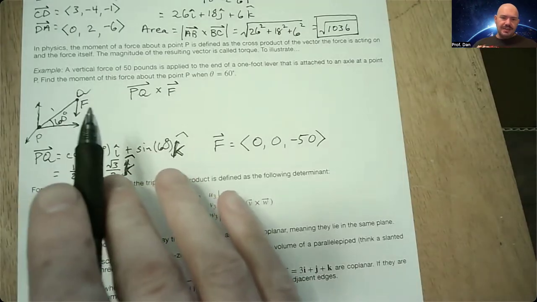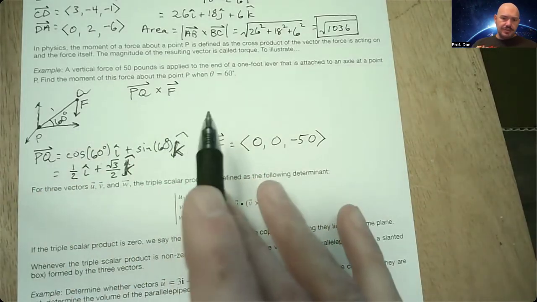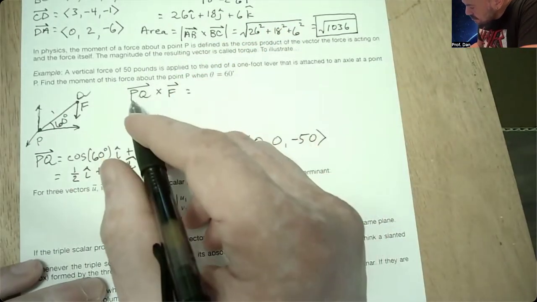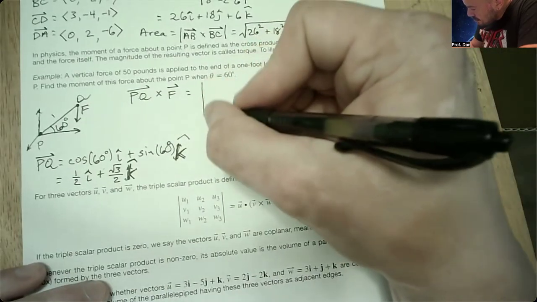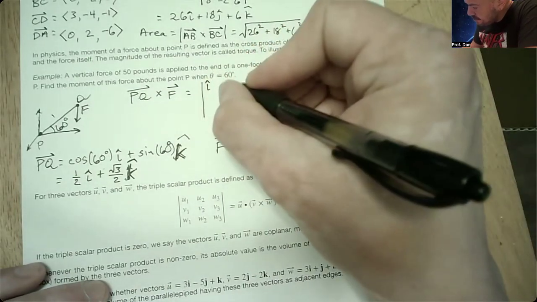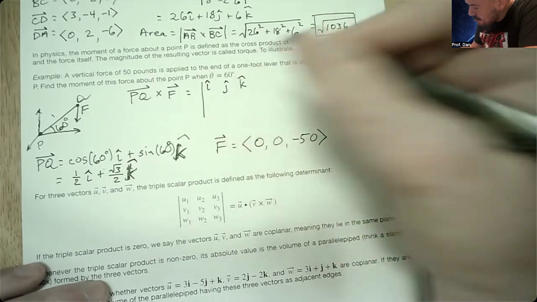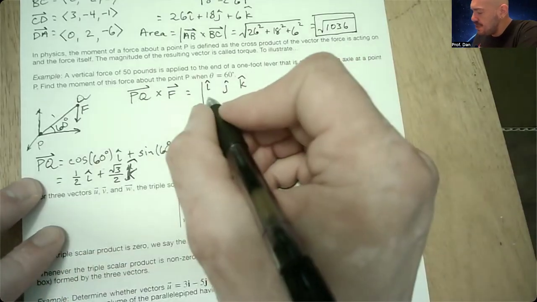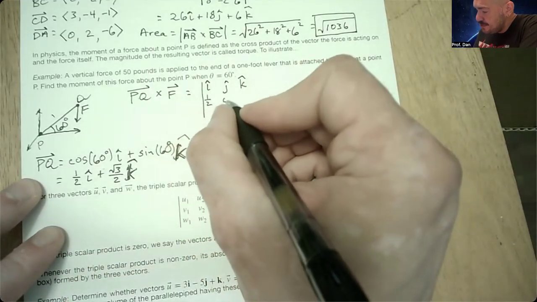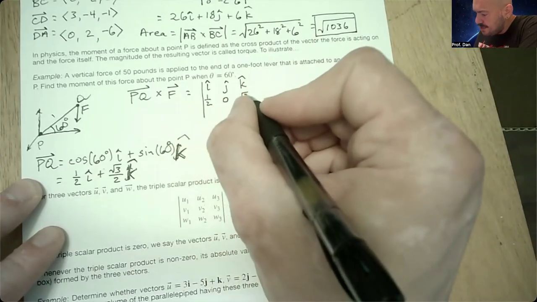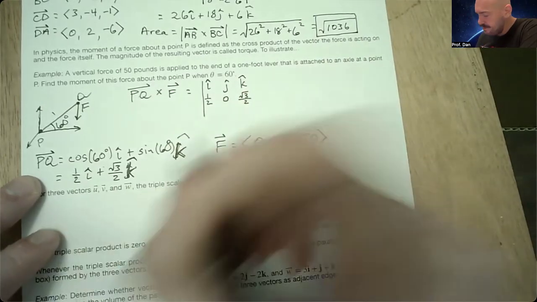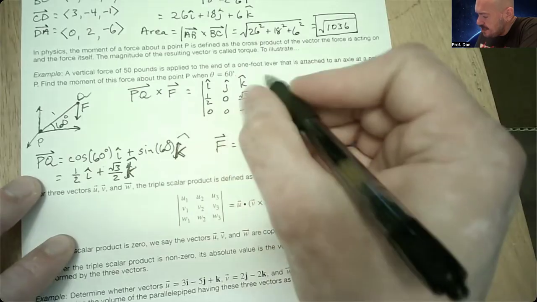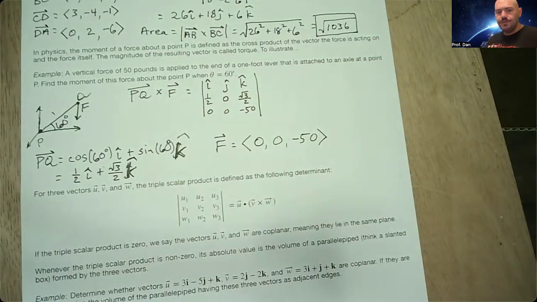Let's go ahead and find the cross product of these two vectors. So we know it's going to be a determinant. And we know we're listing PQ first. All right, so 1/2 for the i, 0 for the j, and square root of 3 over 2 for the k. And then 0, 0, -50 for the force F.